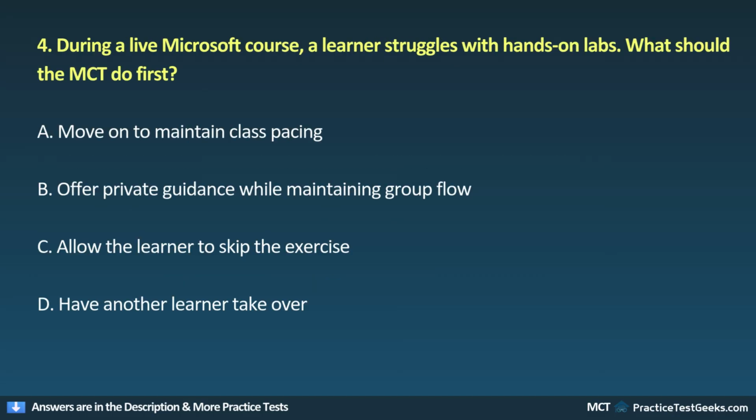4. During a live Microsoft course, a learner struggles with hands-on labs. What should the MCT do first? A. Move on to maintain class pacing. B. Offer private guidance while maintaining group flow. C. Allow the learner to skip the exercise. D. Have another learner take over.